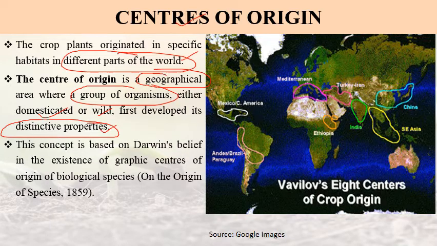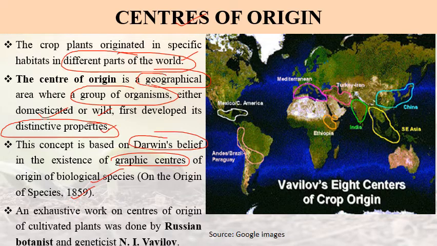The concept is based on Darwin's belief in the existence of geographic centers of origin of biological species, as mentioned in his famous book Origin of Species in 1859. And this famous work on the origin of cultivated plants was done by the Russian botanist and geneticist N.I. Vavilov. So he mentioned Vavilov's 8 centers of crop origin that we'll discuss in the next slide.